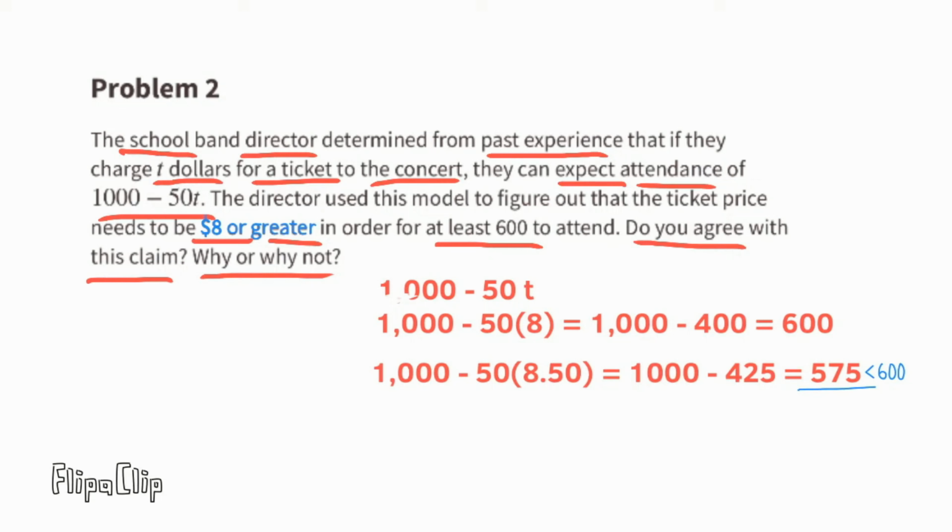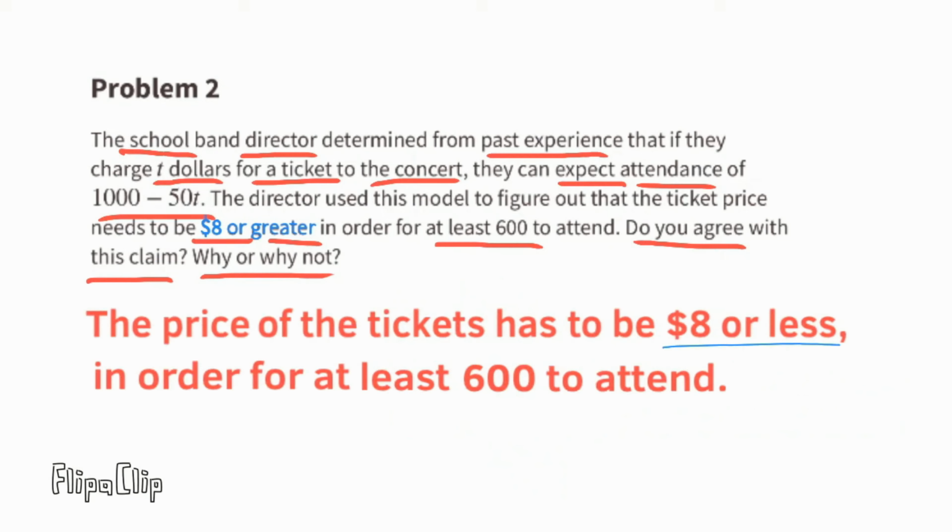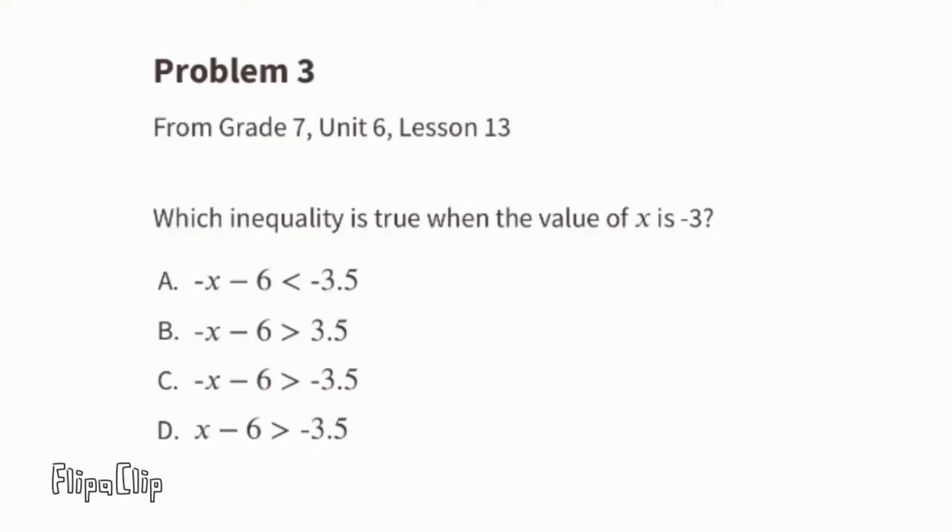Let's test it out by changing the ticket price to something less than $8. Let's use $5.50. So the model now reads 1,000 minus 50 times $5.50. Since 50 times $5.50 equals 275, the model now reads 1,000 minus 275. And 1,000 minus 275 is 725. And 725 is greater than 600. That tells me that the price of the tickets has to be $8 or less in order for at least 600 people to attend.